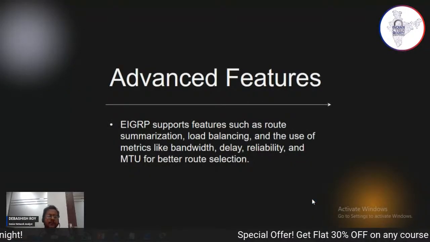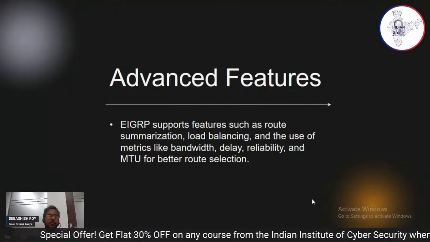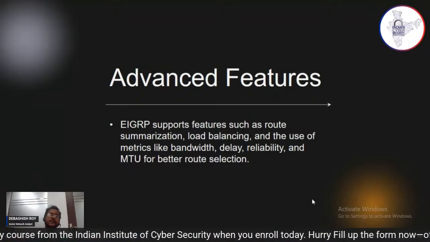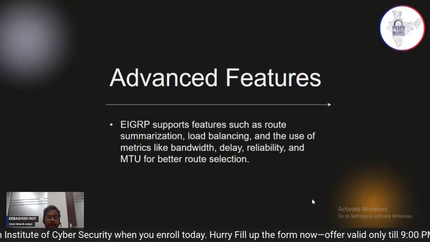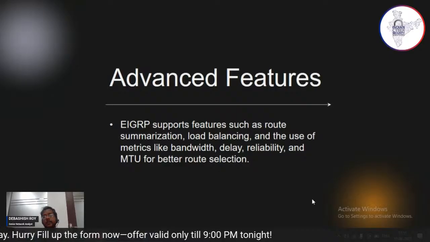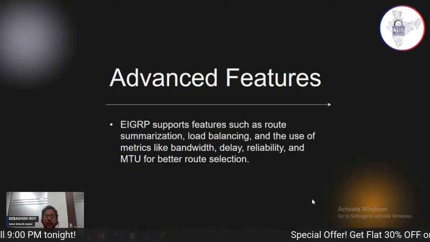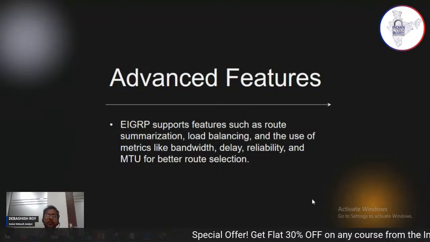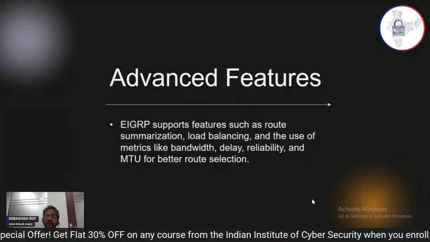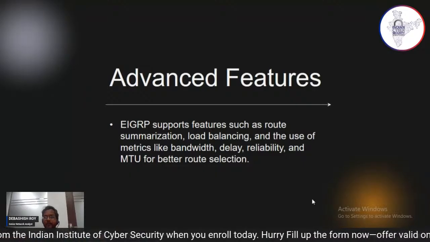Now, there are some advanced features of EIGRP before we start configuring it. EIGRP supports features such as route summarization, when you summarize different routes, like different Ethernet ports or loopback interfaces; if you have 10 loopback interfaces, you summarize them. Then load balancing, which is used for the conservation of the CPU, and the use of metrics like bandwidth, delay, reliability and MTU for better route selection. But by default these are the two metrics: bandwidth and delay. As you know, there are the K5 metrics, five K values, but EIGRP uses bandwidth by default and it can use delay also. It is a composite metric.